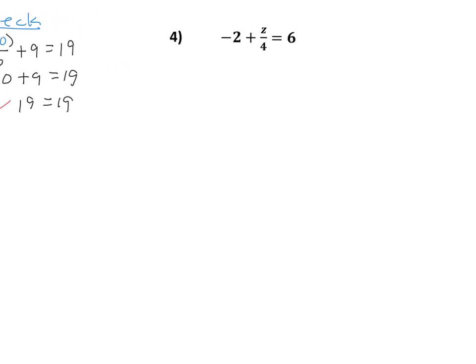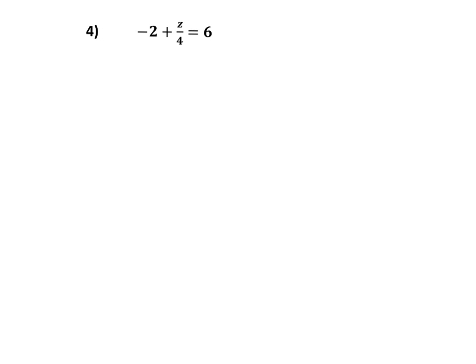Example 4. So example 4 is similar to example 3, except for this time the variable term is over here instead of here. So don't let that bother you. We're still going to draw a line. We're still isolating this variable term, and so we need to get rid of a negative 2. The opposite of a negative 2 is a positive 2.